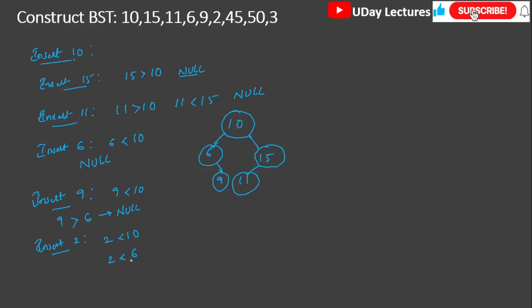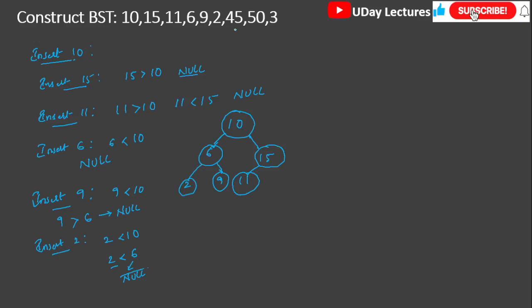Where should this go? The left side of 6. What is the left side of 6? Null. Since the left side of 6 is null, I can replace this null position with 2.